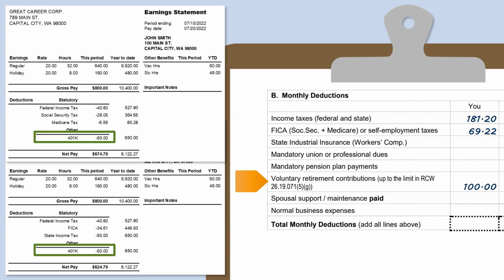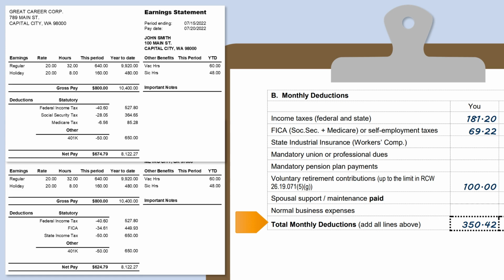If you have any voluntary retirement contributions, you may be asked to provide further documentation. If you pay spousal support, alimony, or spousal maintenance, place that number here. If you have any normal business expenses, you can place that number here. These will be the expenses you would use to write off on your taxes. Add this section together and place that number here. These are your total monthly deductions.